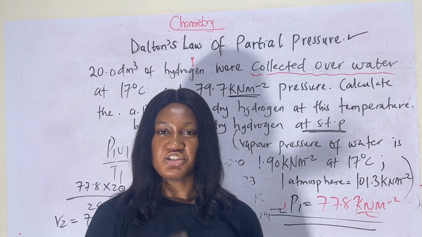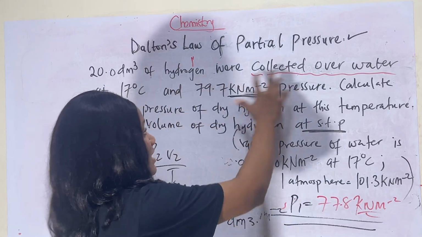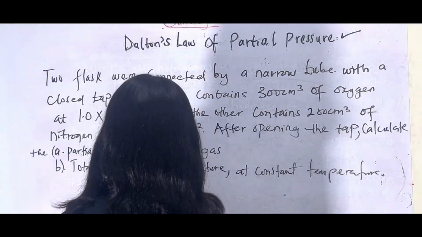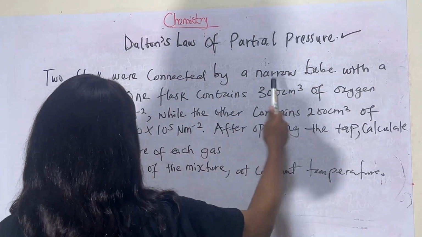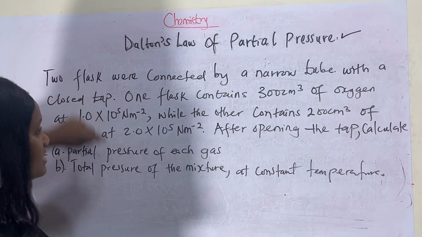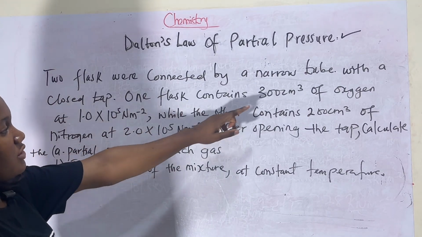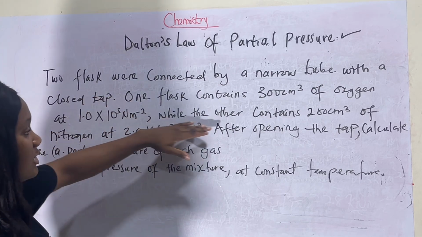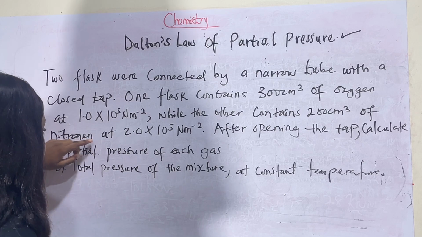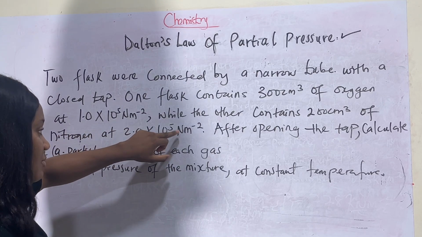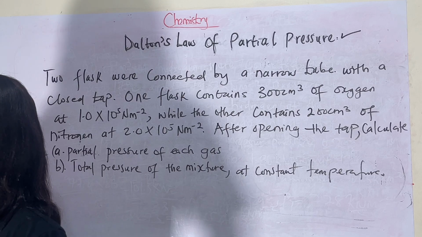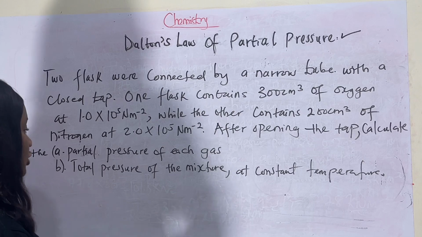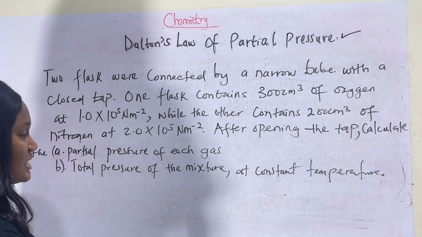All right, we're going to look at one more question under calculating gases collected over water, and then we move on to the next thing. Two flasks were connected by a narrow tube with a closed tap. One flask contains 300 cm cube of oxygen at 1.0 times 10 raised to the power 5, while the other contains 200 cm cube of nitrogen at 2.0 times 10 raised to the power 5. After opening the tap, calculate A, the partial pressure of each gas, and B, the total pressure of the mixture at constant temperature.